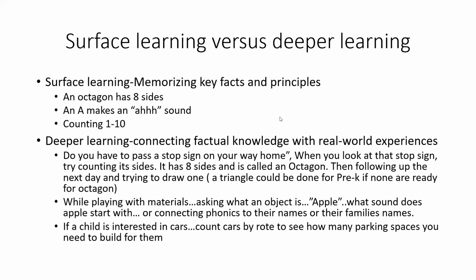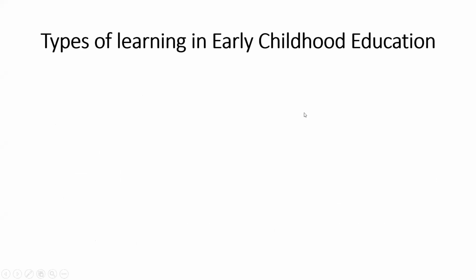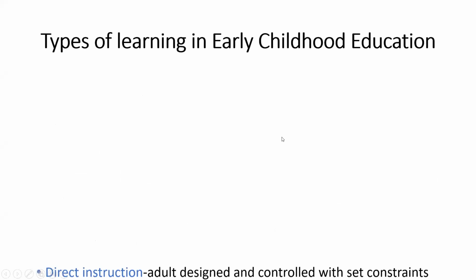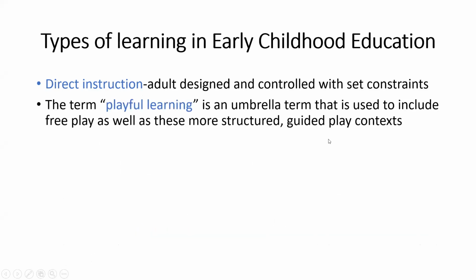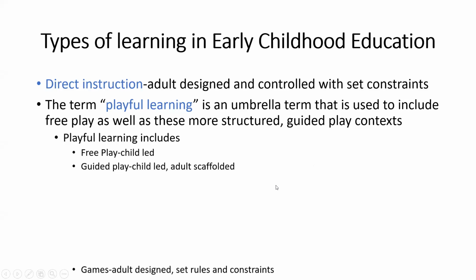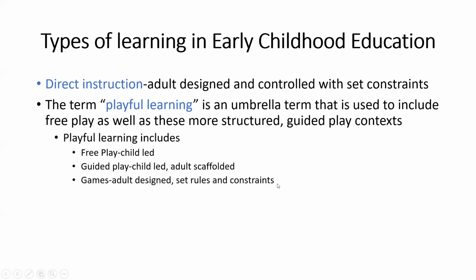So that's surface learning versus deeper learning. The types of learning in early childhood education that we see are direct instruction, which is adult designed and controlled by the adult, and then you have playful learning. If you can imagine an umbrella, at the bottom of the umbrella you have 3 points. These are your 3 types of playful learning.